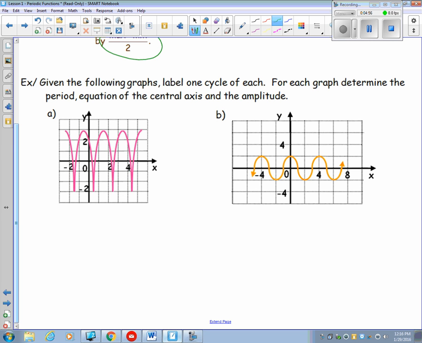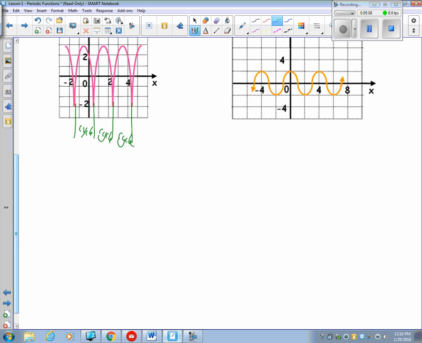Okay, so I'm going to start with this first one here. I'm going to say this is where I want to label my cycles. Any one of these is a cycle, right? Cycle, cycle. The period of that cycle, the horizontal distance, is in all those cases 2 units.